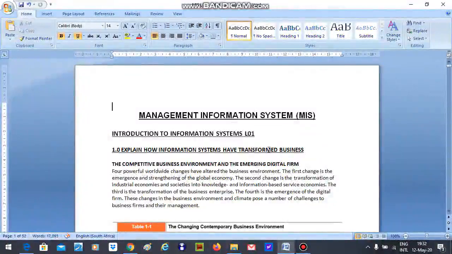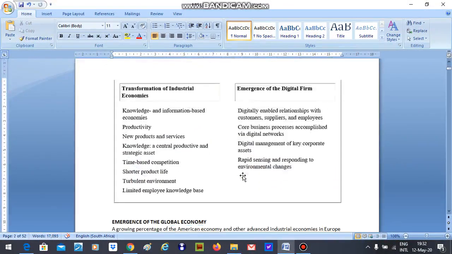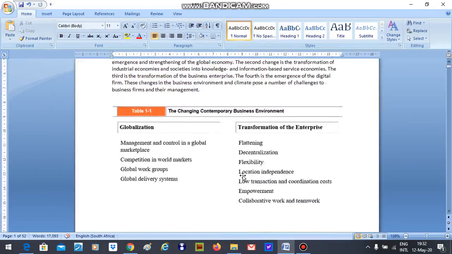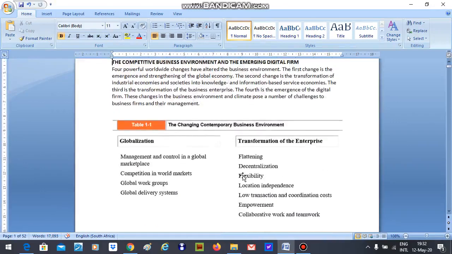MIS, Management Information Systems. We'll start to look at how information systems have transformed the world. Before information systems, we had been doing business traditionally. Now, with the help of information systems, we are able to use emails, have business conferences, telephone conferences, smartphones, and all other gadgets. It has also brought about globalization and transformation of enterprises.